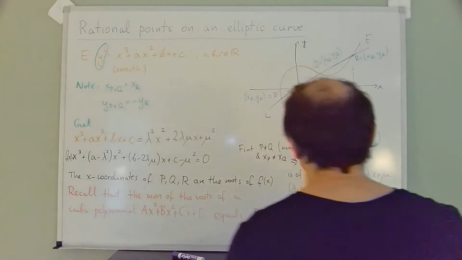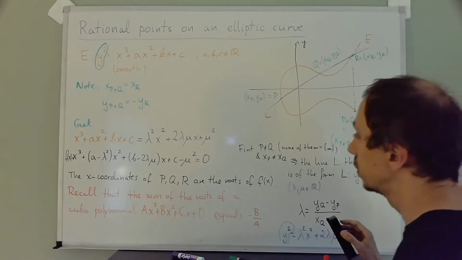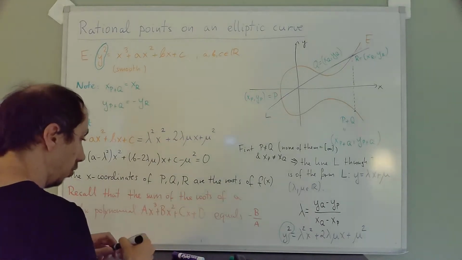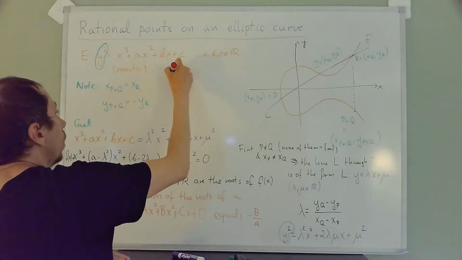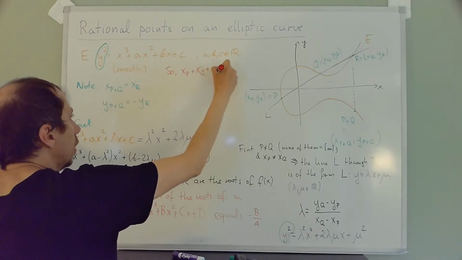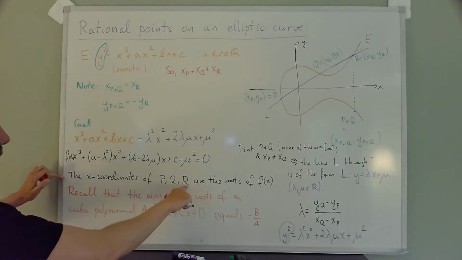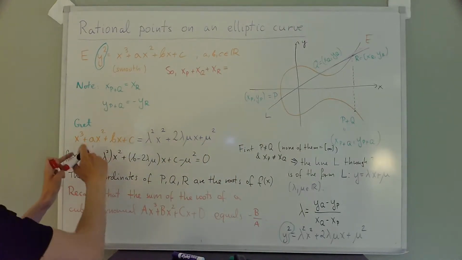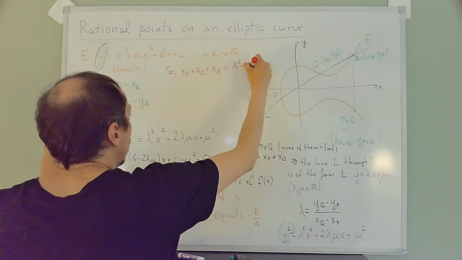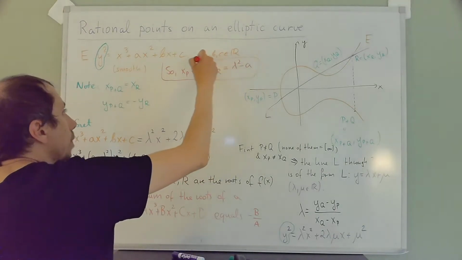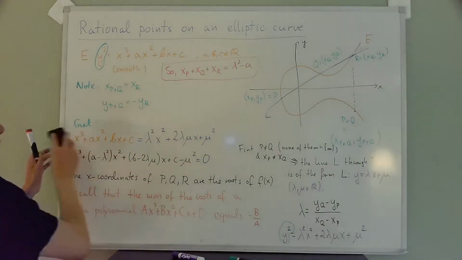I still want to keep some of these calculations, so what do I want to erase? All right, I'm just going to stick in the answer here. I get that xp plus xq plus xr, these are the x coordinates of p, q, and r, these are the roots of f of x, is equal to minus b, that's this, so it's lambda squared minus a. I negated it, that's why I wrote it as lambda squared minus a instead of a minus lambda squared. Over 1. So that's just that. Okay, I can now erase that.